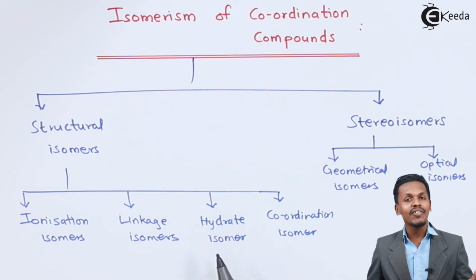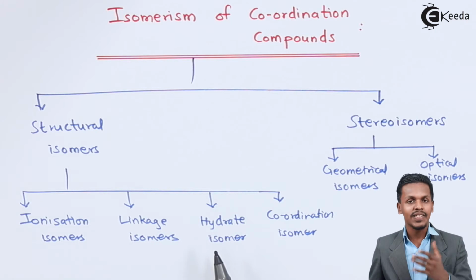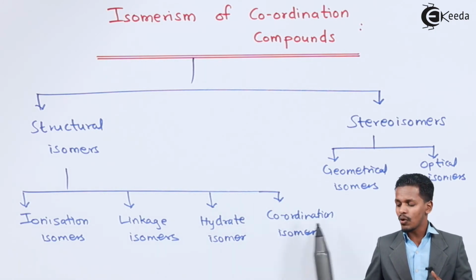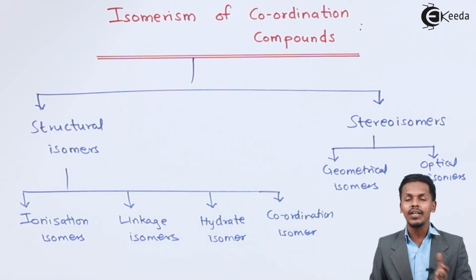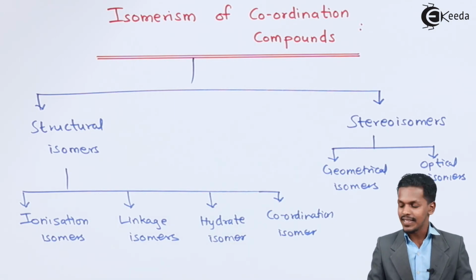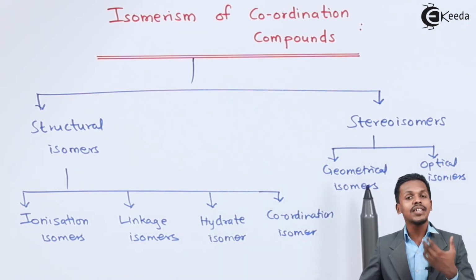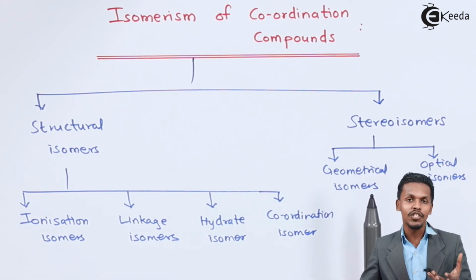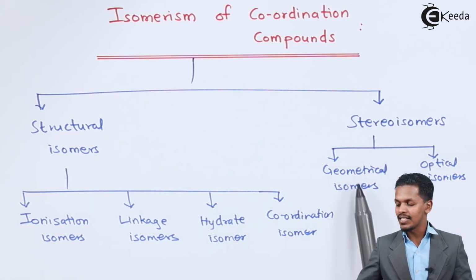Talking about the next one, that is hydrate isomers. They differ in the water molecules that are present in the complex and outside the complex, that is the primary sphere. So talking about the coordination isomers, they obviously have a difference in the molecular formula that is dependent on the complex. So talking about stereoisomers, stereoisomers differ in the spatial arrangement of the atoms, and in that case we have geometrical isomer as well as optical isomer.